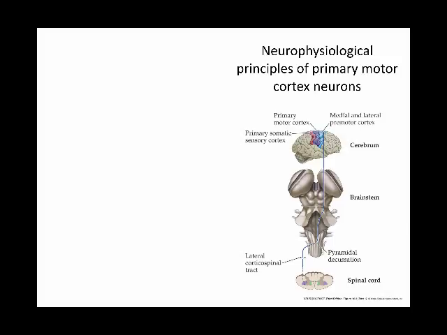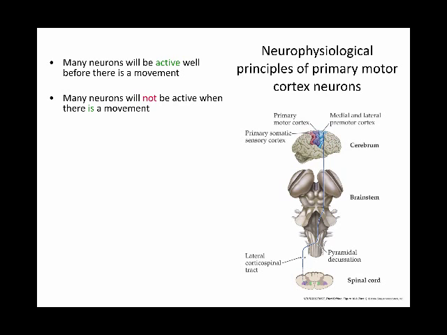So let's now, again, I can't exhaustively talk about all the different experiments that have been done in motor cortex, but from the experiments that have been done, we can outline certain neurophysiological principles of these primary motor cortex neurons. Particularly, there are distinctions between neurons here in cortex and neurons in spinal cord. So, first of all, many neurons can be active well before the movement starts. Many neurons will not be active when there is a movement, okay?